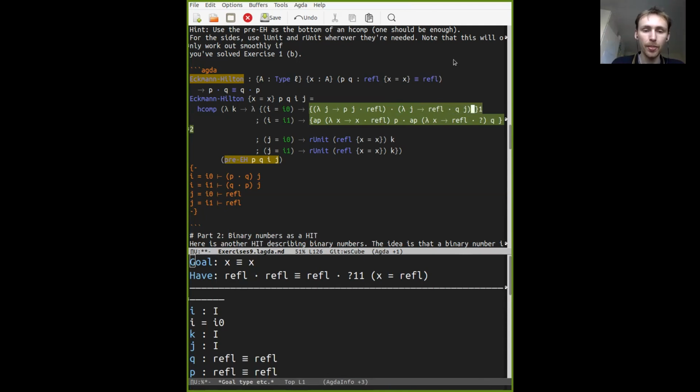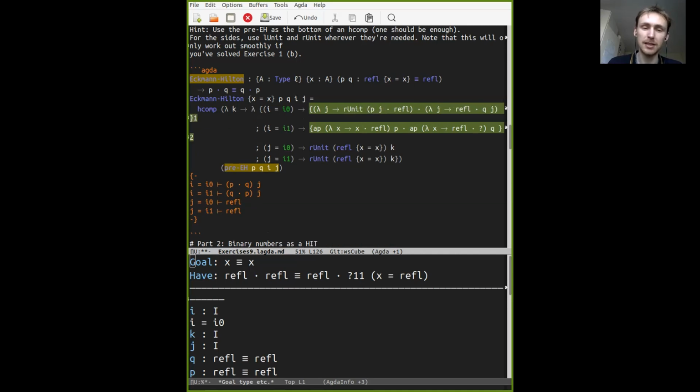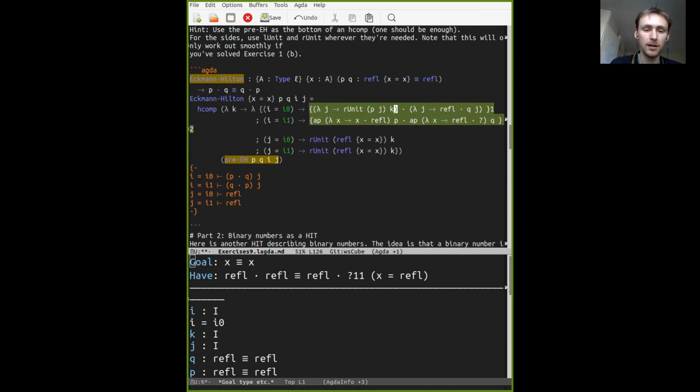Well, okay. Why not try to delete these refls here? Because when k is equal to 0, it has to be equal to this, and when k is equal to 1, it has to be essentially this, just minus the refls. So why not just try to delete these guys? So how would we delete a refl? Well, this is essentially ap rUnit. We apply rUnit to p j, and we apply the left unit law to q j.